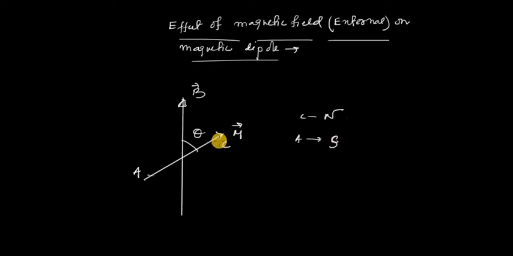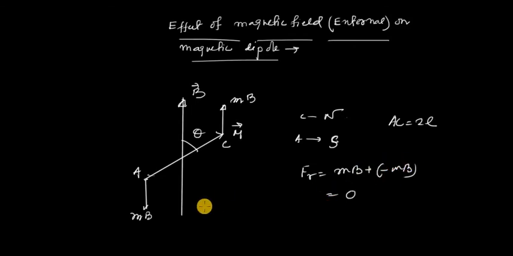We know that a magnetic north pole feels a force in the direction of the field. So this pole feels a force in this direction by an amount mB, and the south pole feels a force opposite to the field, by the amount mB. Say AC is 2L. Since the forces are opposite, the resultant force is equal to 0. But one thing happens: the lines of action of these two forces are not in the same line, rather they are different lines.